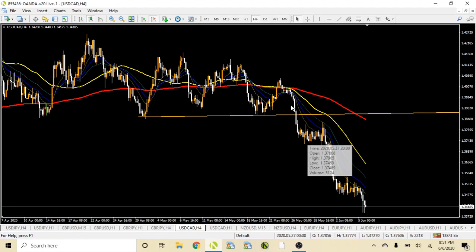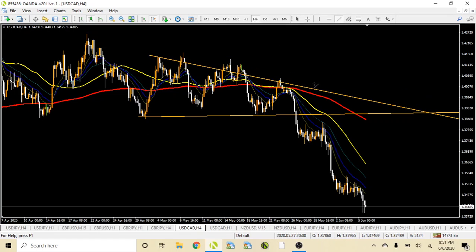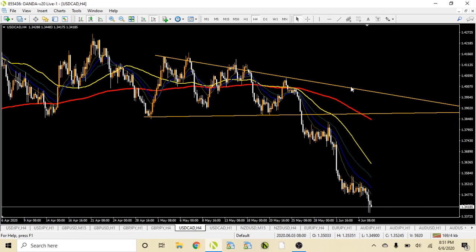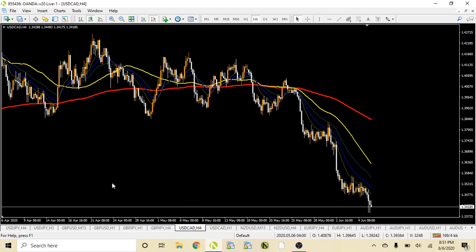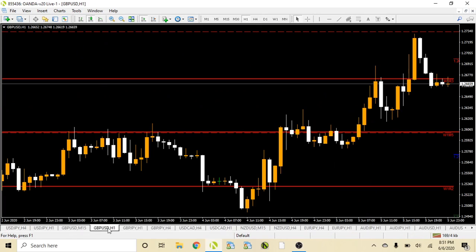Lower high, breakout of a pattern. So either you have a pattern, either you can do a pattern, or you can do a lower bias change. Okay. So let's look at the pound dollar.